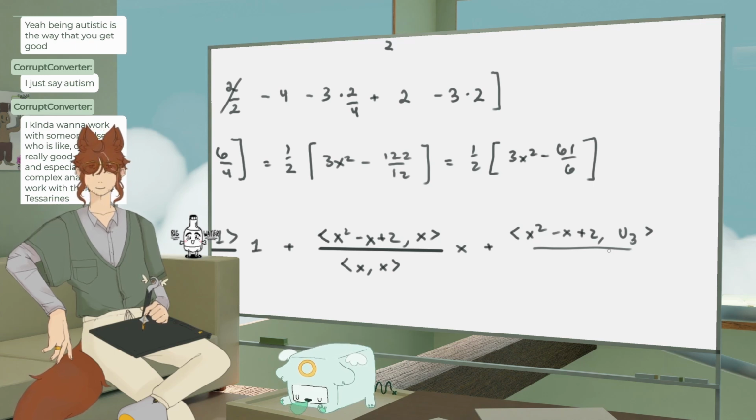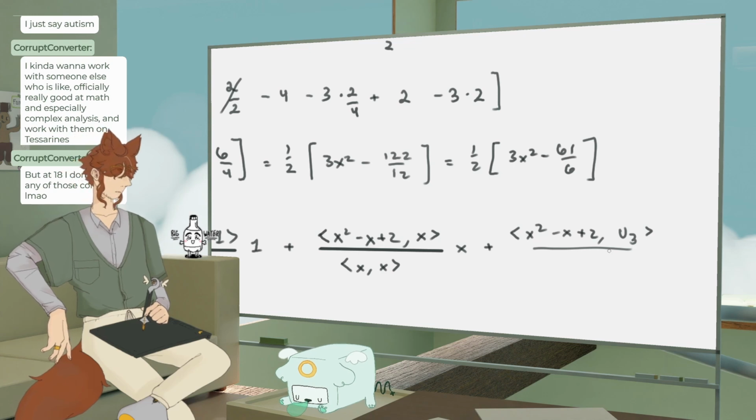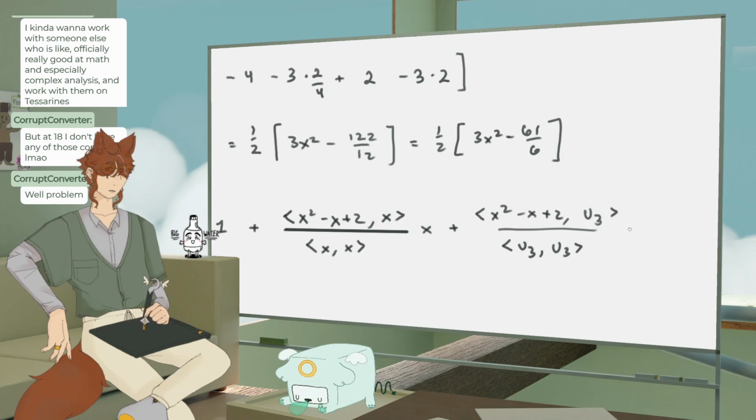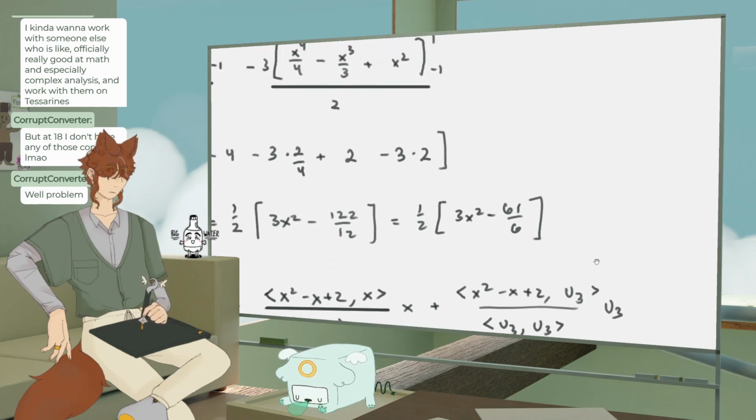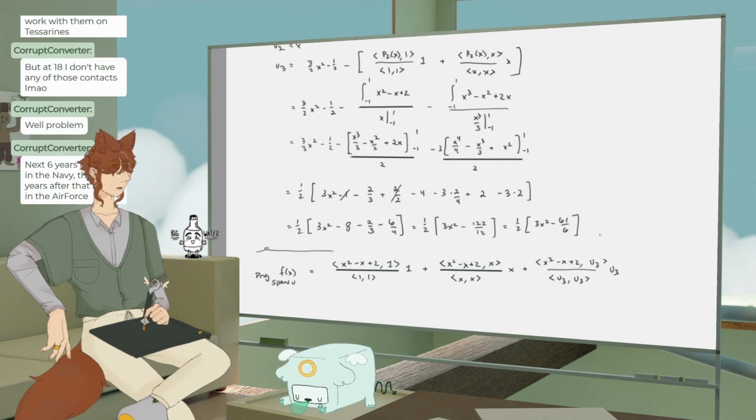I don't want to work with someone else who's officially really good at math, and especially analysis, and work with them with tesserines. When you get into college, you'll probably be able to find people if you math major. But at 18, I don't have any of those contacts. It's hard to find those people in general, I'm gonna be real. As a person who's in college and excited about doing things, people want to do their own stuff, people want to get work stuff done, so... You know. I would say you can always email people who write papers.